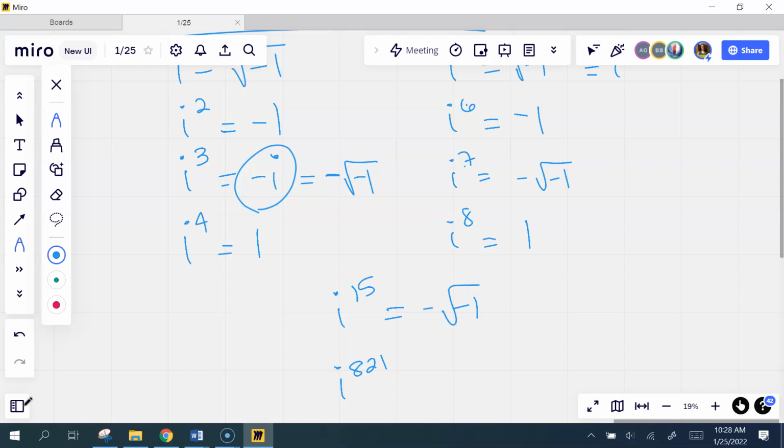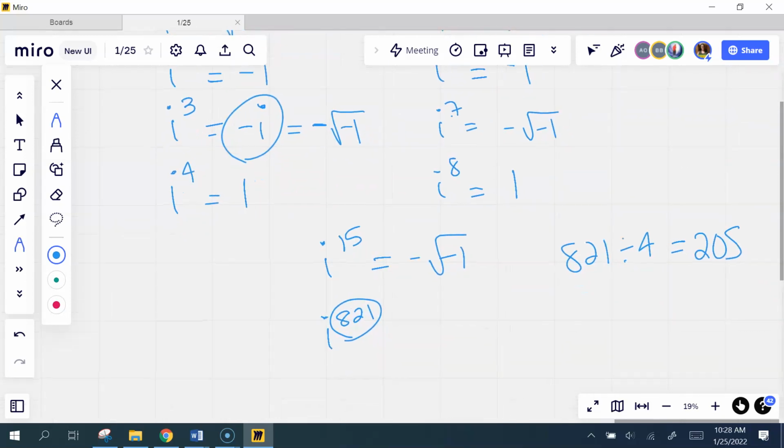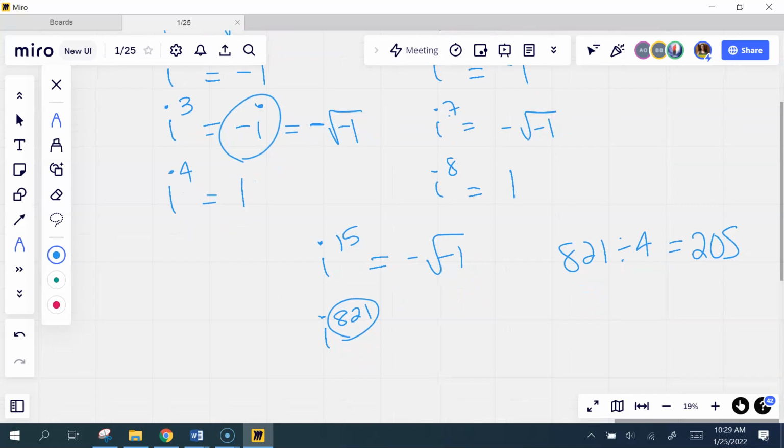We call these iterations. What did you say? Divide? That's exactly what I would do. We call these iterations, okay? And it repeats after 4. So I see how many times 4 will go into it. What is 821 divided by 4? It goes in 205 whole times, right?